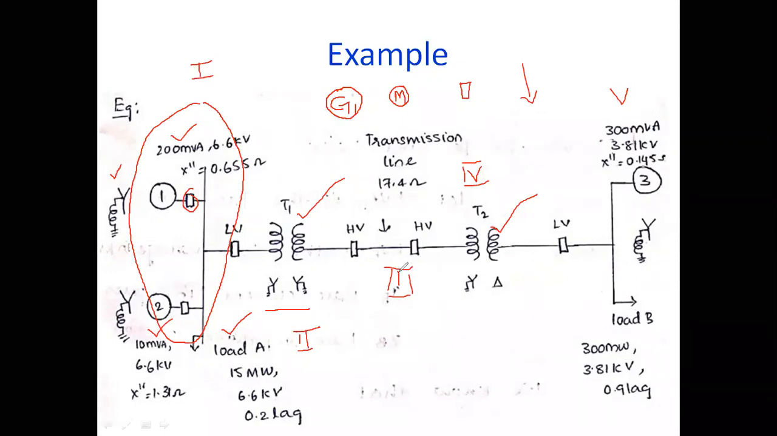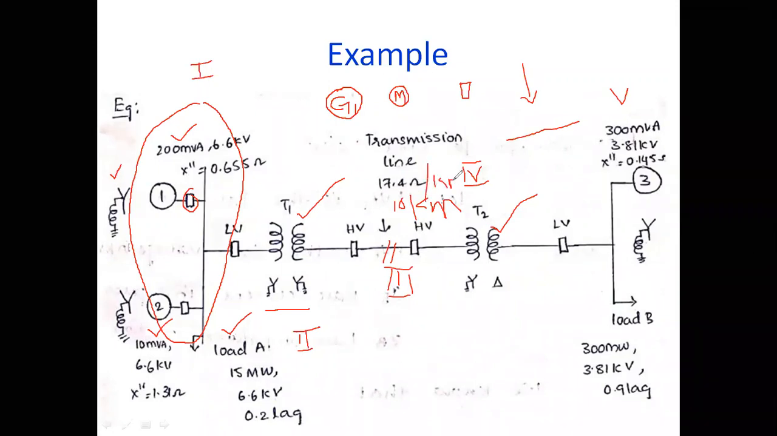Just now I told you that the standard symbol for representing the transmission line is a straight line. Here this straight line indicates a transmission line which has a resistance of 17.4. You don't have the total length of the transmission line. Sometimes I will also mention that the total transmission line length is equal to 10 kilometers. So what is the total resistance value? This is 17.4 ohms per kilometer.